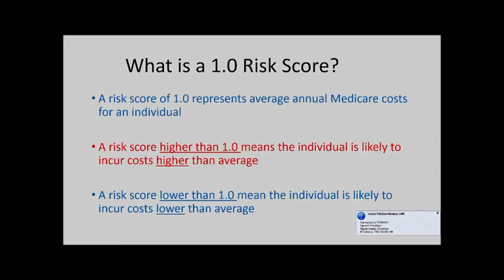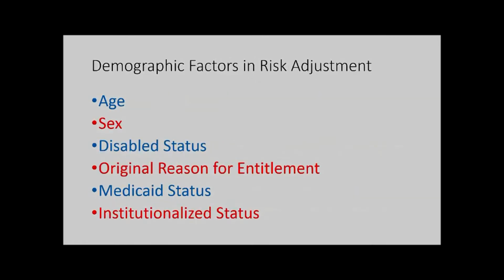So, what is a 1.0 risk score? A risk score of 1.0 represents average annual Medicare cost for an individual. A risk score higher than 1 means the individual is likely to incur cost higher than average. A risk score lower than 1 means the individual is likely to incur a lower cost than average for the next year.